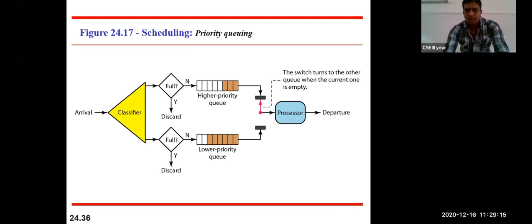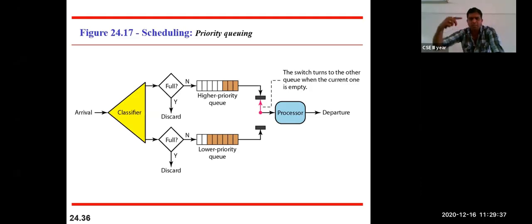Okay. Now let's go to the first queue. If that high priority queue is full, that buffer is full, discard. If not, put into the high priority queue. Every low priority packet that comes in is checked again. If the low priority queue is full, discard. If not, put it into the low priority queue. Now I have two queues, a high priority queue and a low priority queue.